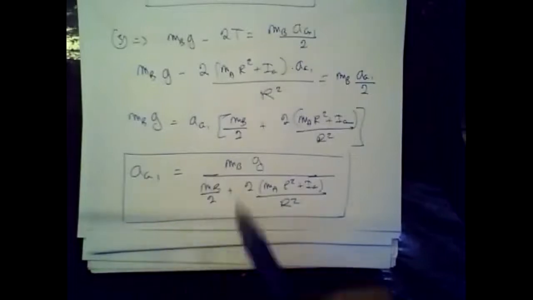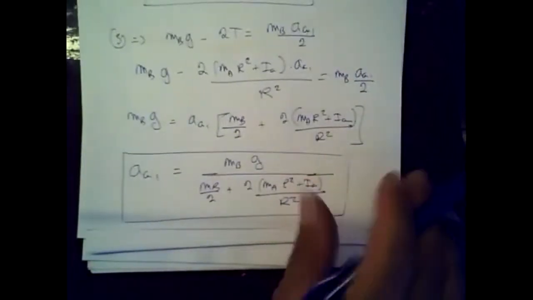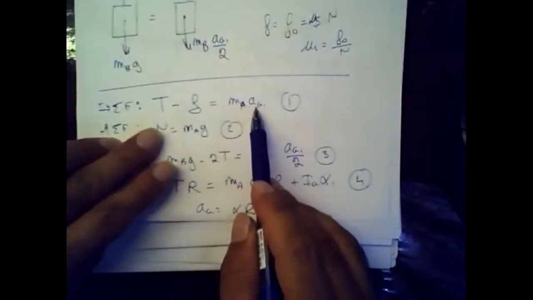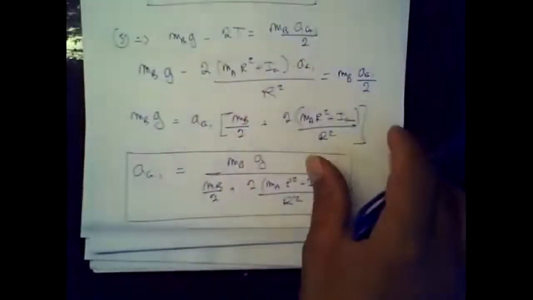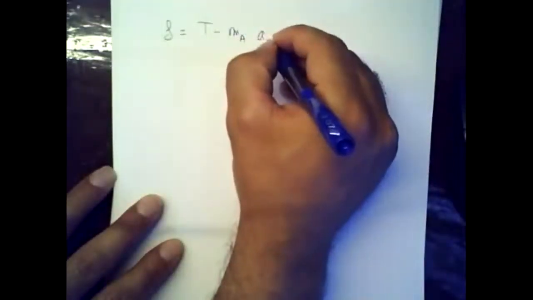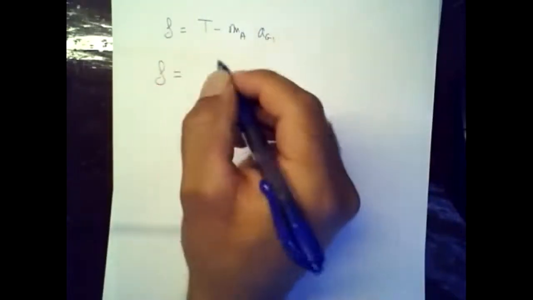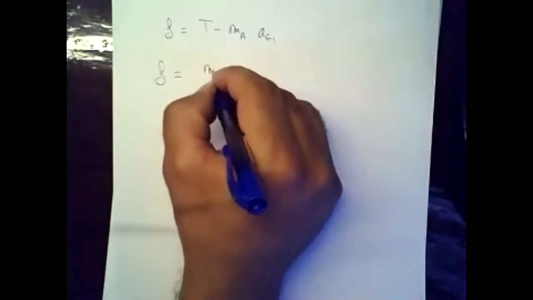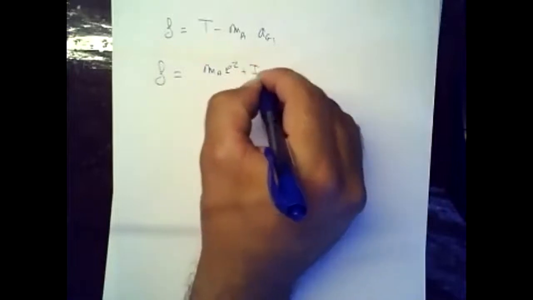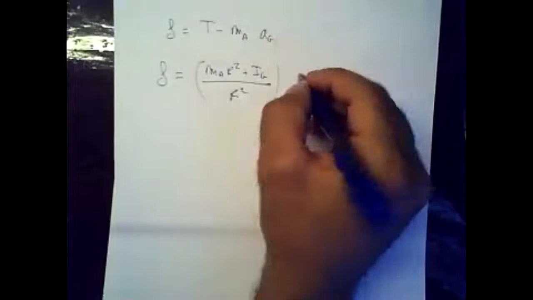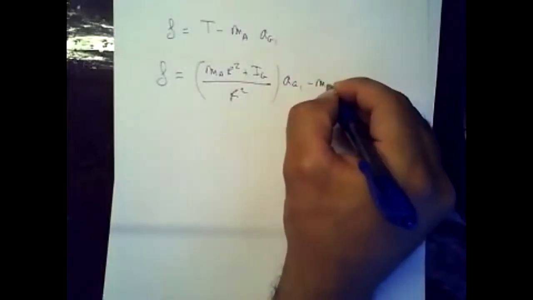Next step is to calculate the friction. And how do I calculate the friction? I can directly use equation 1. The friction is going to be equal to T minus MA times AG1. And I know all of these, so I can get the friction here. So the friction is equal to the tension, which was (MA R squared plus IG) divided by R squared multiplied by AG1, minus MA AG1. And since I just solved for AG1, I can get that friction.